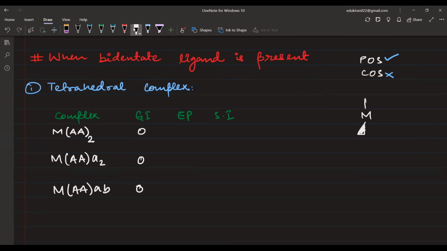This is outside the plane, this is inside the plane, and this is in the plane. The two straight lines are in the plane, and then we have something outside the plane, and then we have a ligand that is inside the plane. So let us suppose you have the ethylene diamine case.